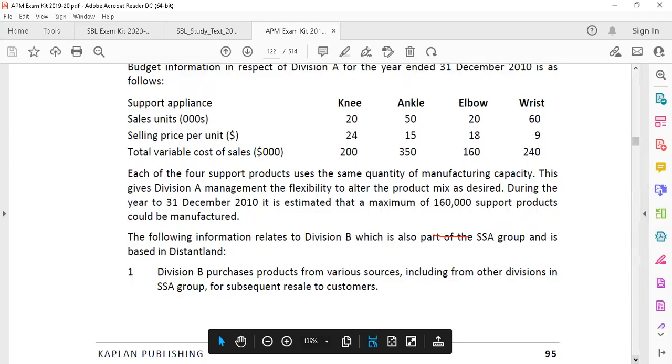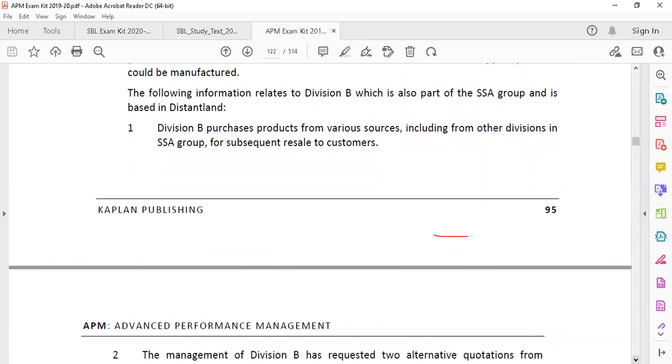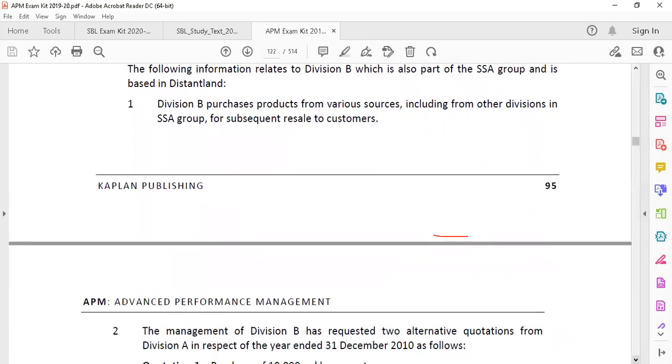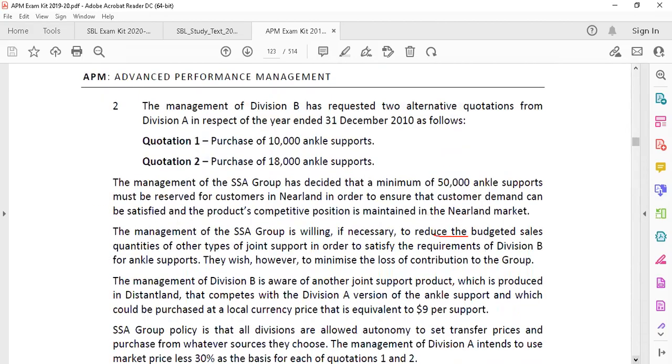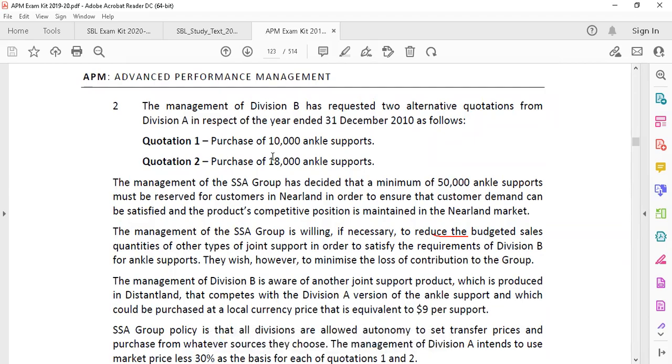Okay. Then we see Division B purchases products from various sources, including from other divisions in SSA group, for subsequent resale to customers. Second point, the management of Division B has requested 2 alternative quotations from Division A in respect of the year ended 31st December 2010 as follows. Quotation 1 is for 10,000 ankle supports, quotation 2 is for 18,000 ankle supports.